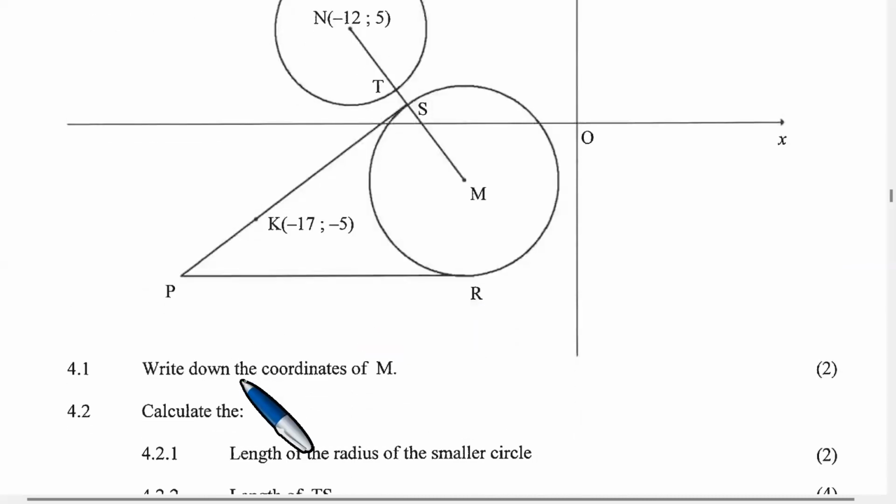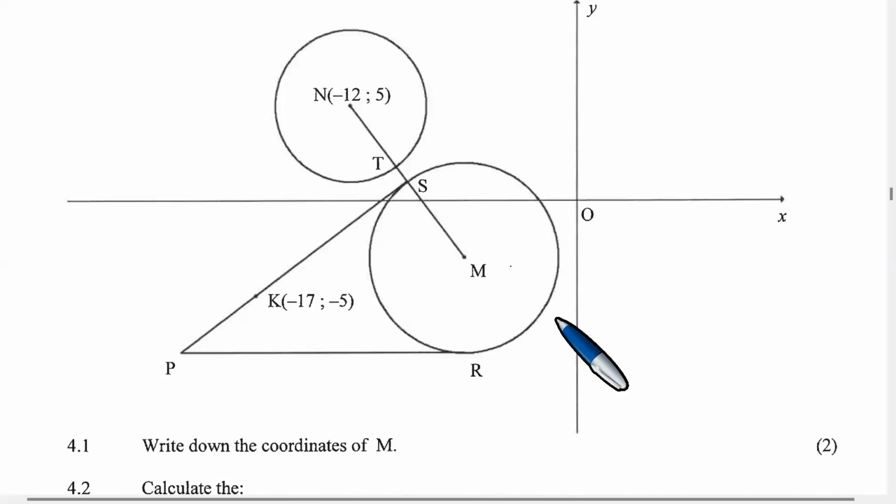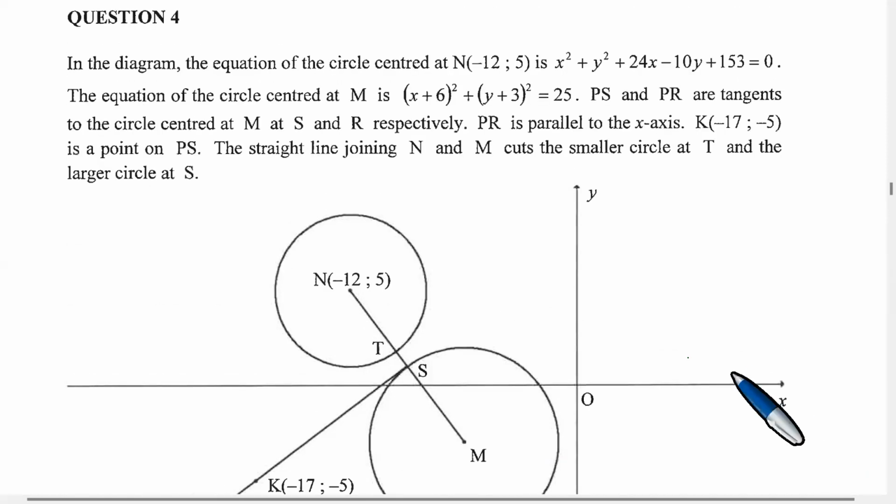Write down the coordinates of the point M. We want just the coordinates of the point M here. What are the coordinates of that point? The marks are only 2. This is what we can do.